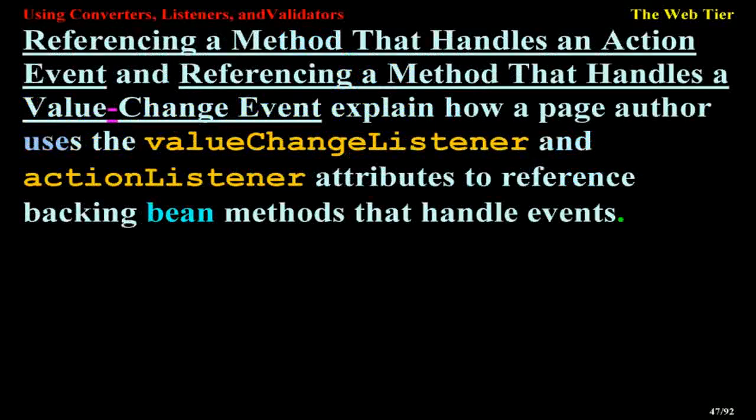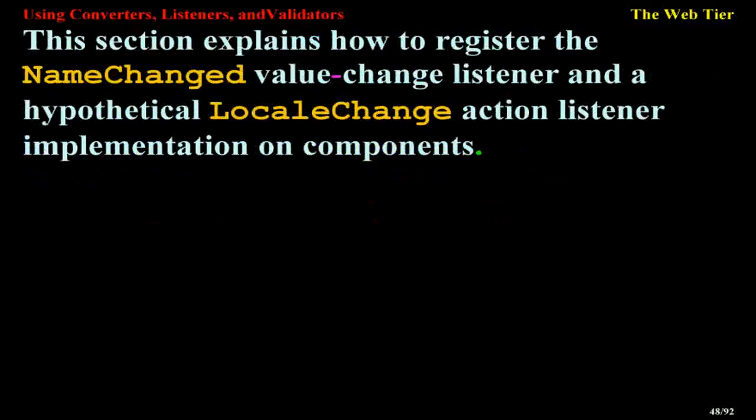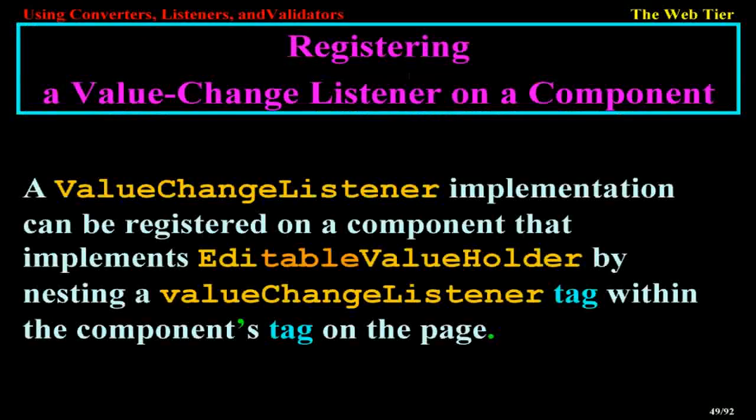Referencing a method that handles an action event and referencing a method that handles a ValueChangeEvent: explain how a page author uses the valueChangeListener and actionListener attributes to reference backing bean methods that handle events. This section explains how to register the name-changed ValueChangeListener and a hypothetical locale-change actionListener implementation on components. Registering a ValueChangeListener on a component.